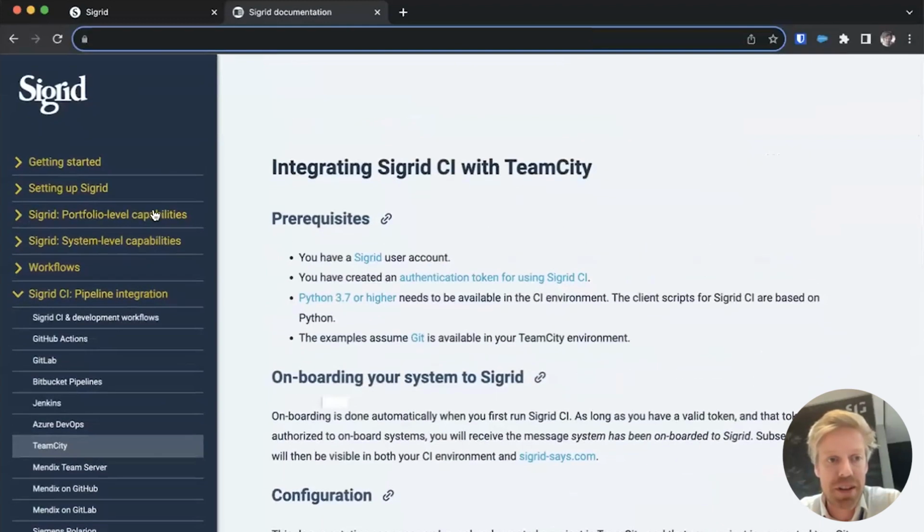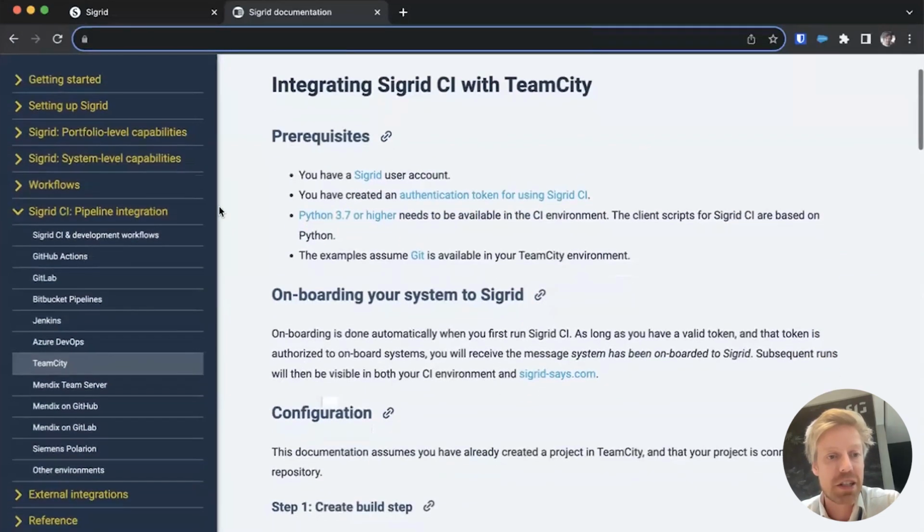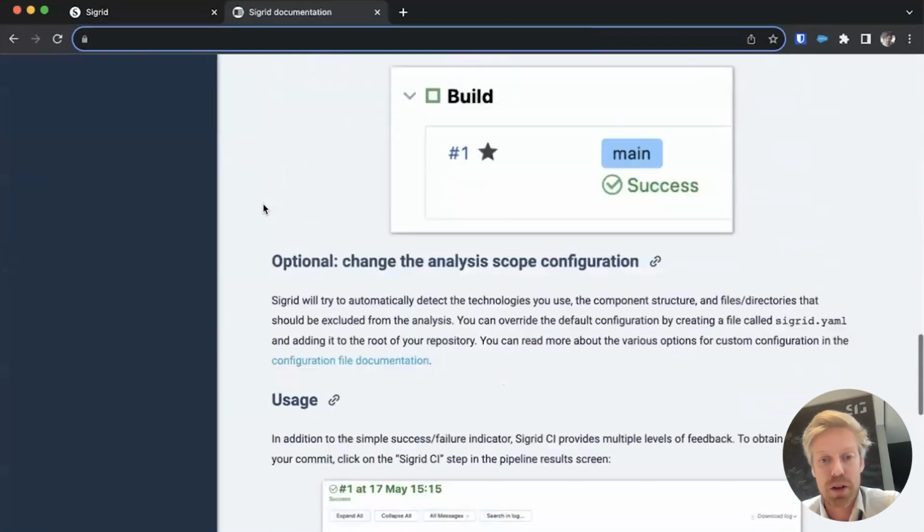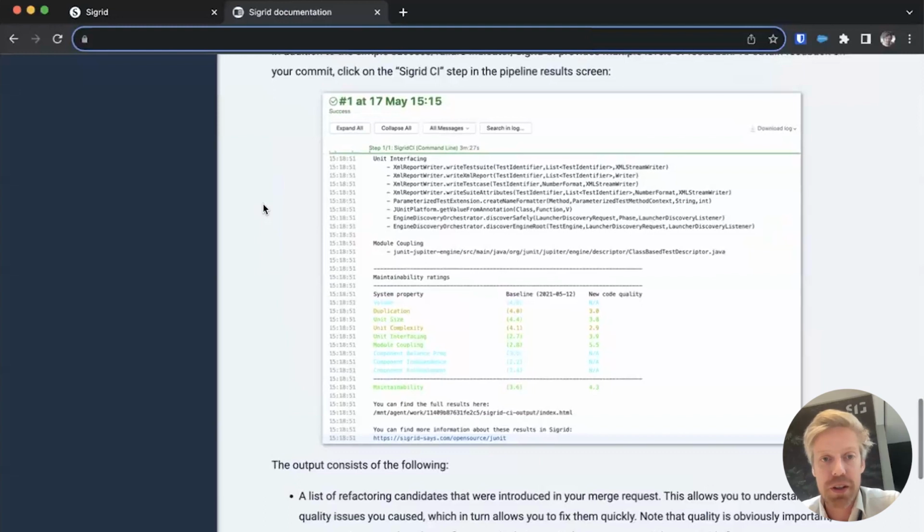So I'm in the Sigrid documentation. This is something that's publicly available. You can also find it from within Sigrid, or if you just Google for it, you'll find it as well. For the Sigrid CI integration, pipeline integration, we have for each of these environments some options. We talked about that last time in a bit more depth together with our expert Michiel Kuipers. What I can show you now is not a live example, but from the documentation, how you can set it up. I'm going to scroll over it, but then once you're there, you get some output.